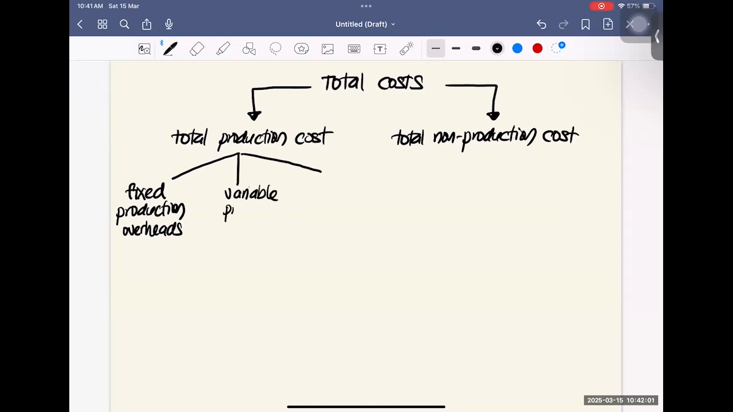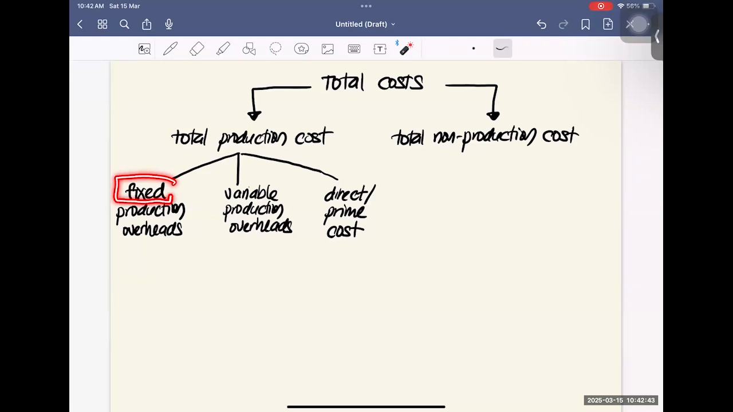Variable production overheads and direct costs, or also what we call prime costs. So again, we classify based on whether it is fixed or variable.